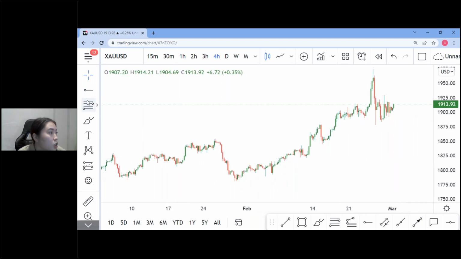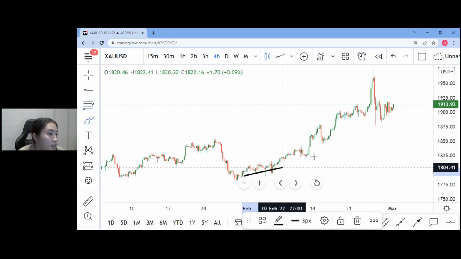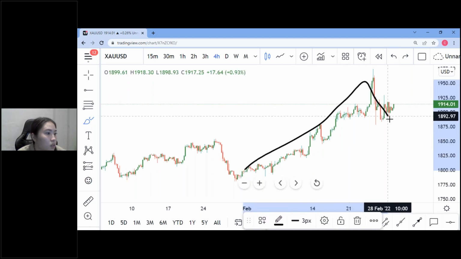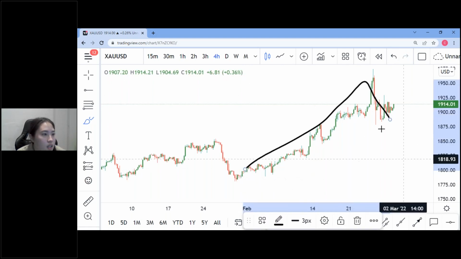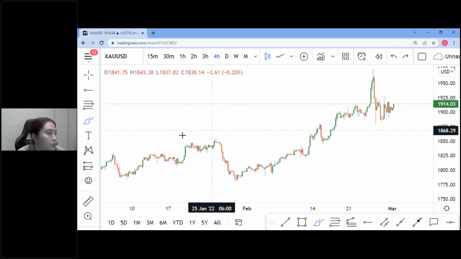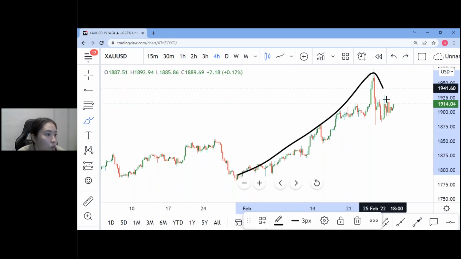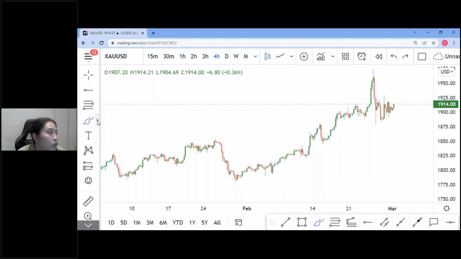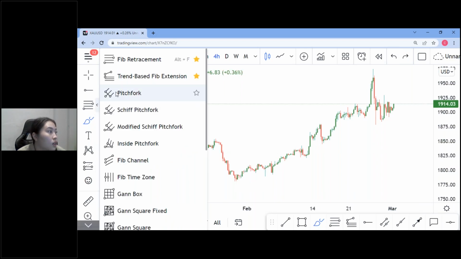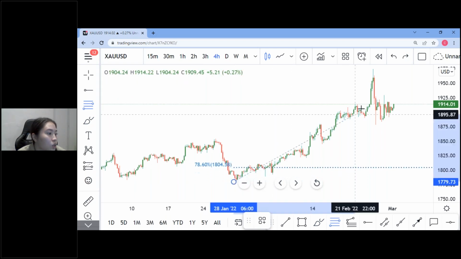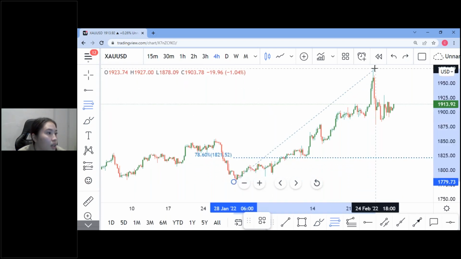I see a Fibonacci retracement, but it's not the nicest looking Fibonacci retracement, but yeah. Okay, so once we have identified our Fibonacci retracement, we're going to pull it from the swing low to the swing high.